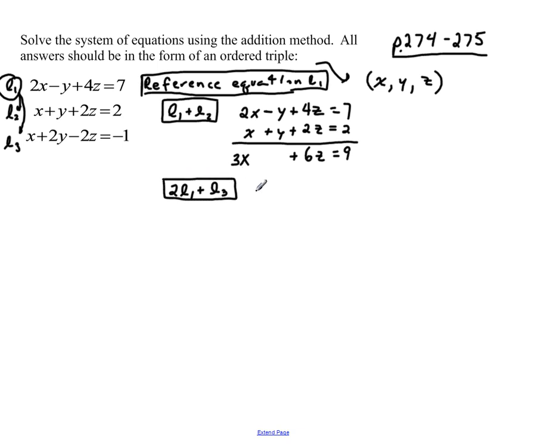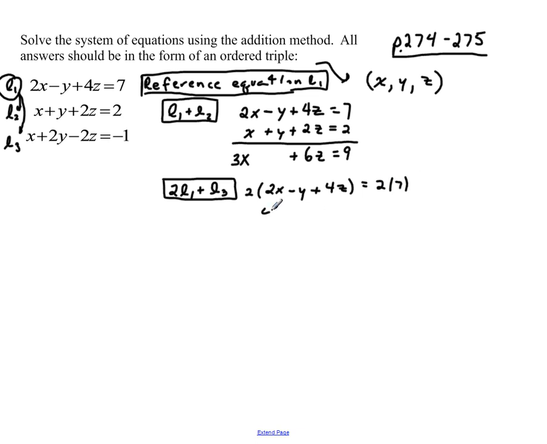So let's try that out. Let's take 2 times everything in line 1, pardon me. So 2 times 2x minus y plus 4z, and set that equal to 2 times 7.